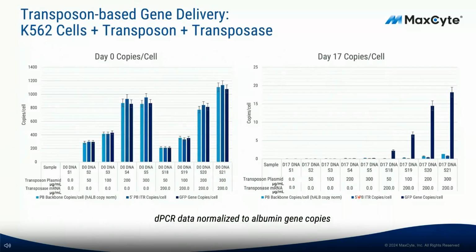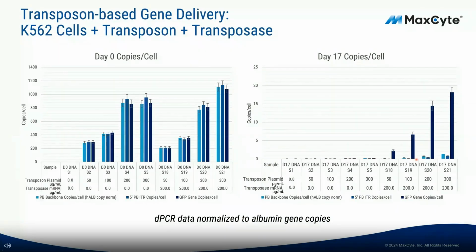And this slide is just quantifying the copy numbers of DNA in the cells at day 0 versus day 17. You can see here that with increasing amounts of DNA, whether that's without transposase or with transposase, you can increase the number of copies of DNA being delivered into the cell, up to 800 to 1,000 copies per cell. However, after 17 days, when there's no transposase delivered to mediate the integration of that DNA, you don't have any copies of integrated DNA in the cell.